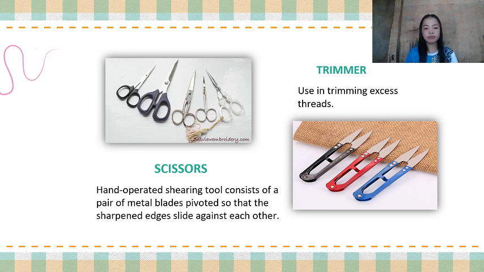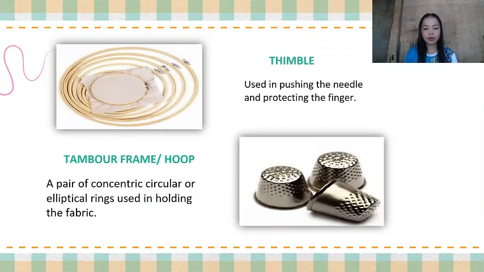Next, we have the trimmer, used in trimming excess threads. Like scissors, it is also used to cut excess threads. Next, we have the tambour frame or hoop, a pair of concentric circular or elliptical rings used in holding the fabric. And also, we have a thimble, used in pushing the needle and protecting the finger to avoid accidents such as bleeding caused by the needle.